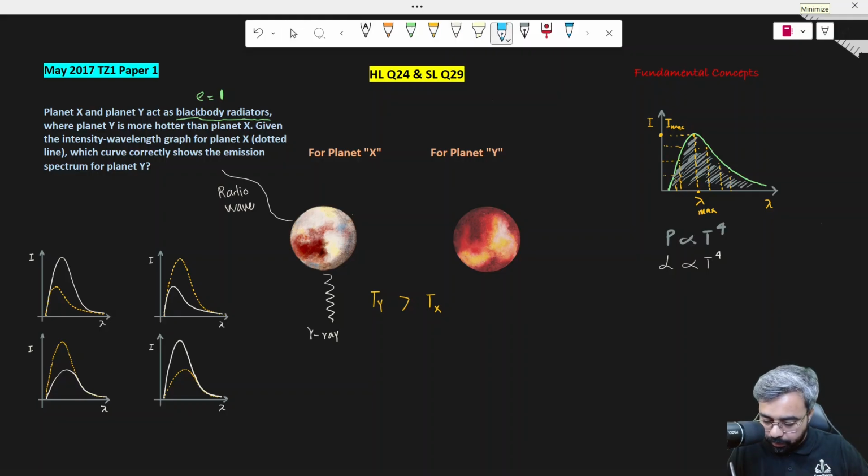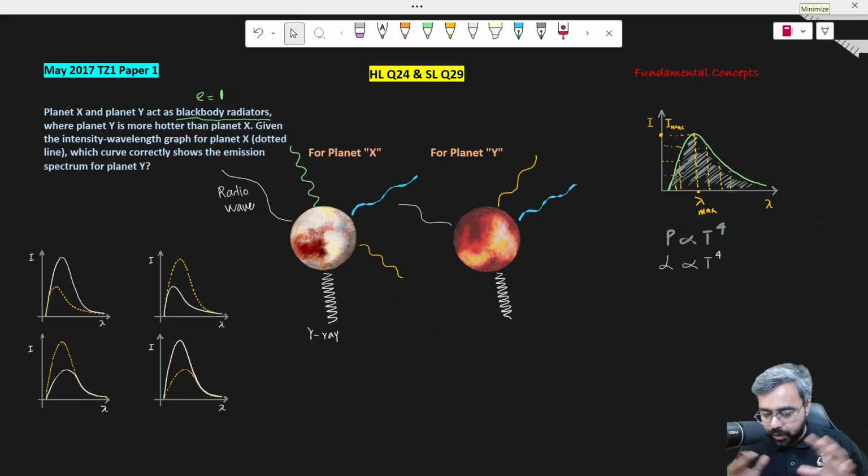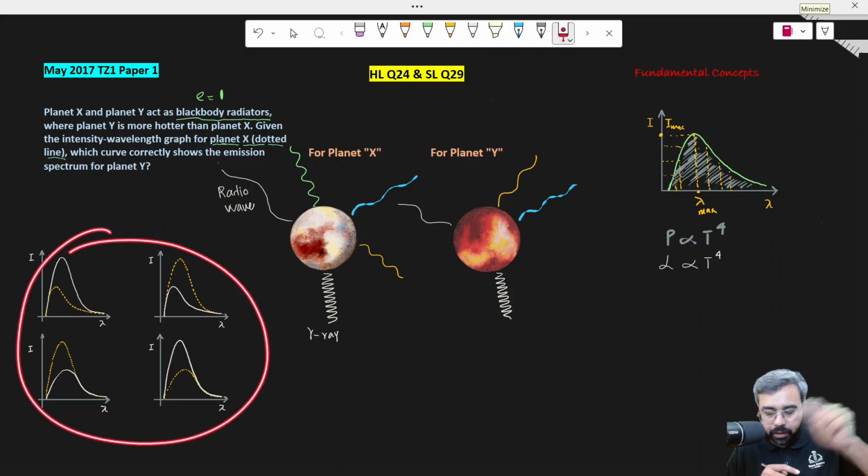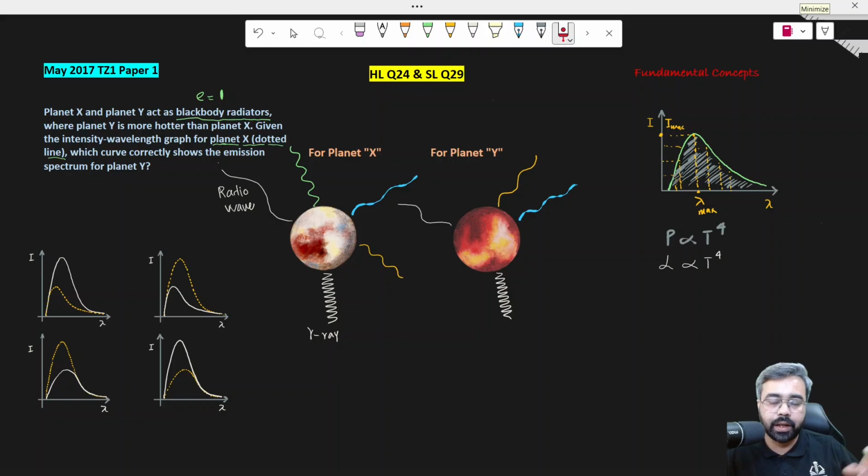And for this reason, I'm going to show you all of them. So this was just possible for me. I have tried to show you that the whole electromagnetic spectrum is radiated from both of the planets. Now, according to the question, they say planet X is less hot, and the graph is shown by the dotted curve for X. In all of these options, this dotted curve represents the intensity-wavelength curve for planet X.